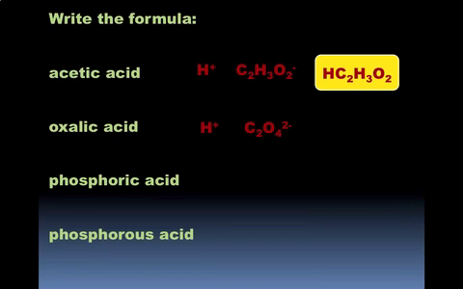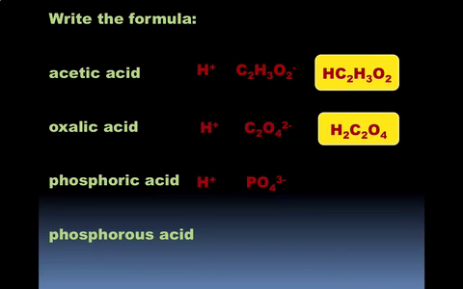So that's H+ for the acid portion, and C2O4 is oxalate. It's a 2- charge with a 1+ charge, so we need 2 hydrogens to cancel it out. So I have H2C2O4. Phosphoric acid is going to be with phosphate. So I have H+ for my acid and PO4, which is a 3- charge, so I'm going to need 3 H's, so H3PO4. And phosphorus acid used to be phosphite, so it's PO3.